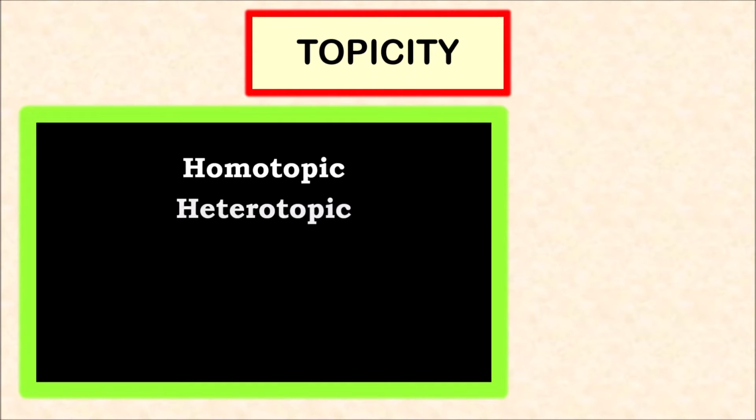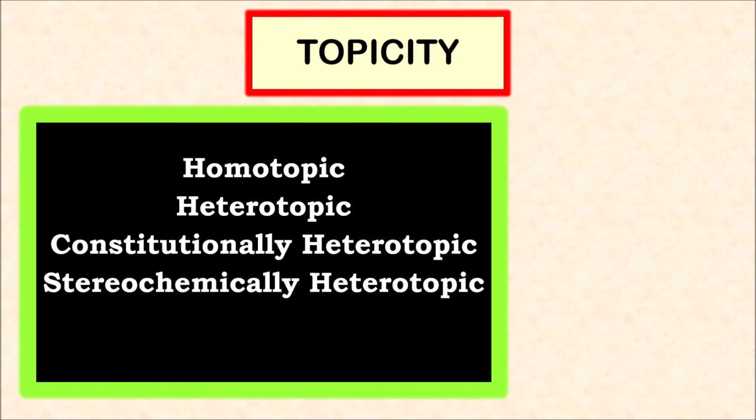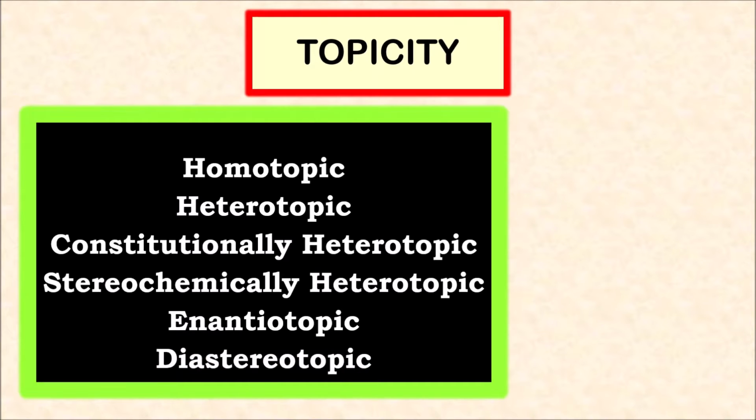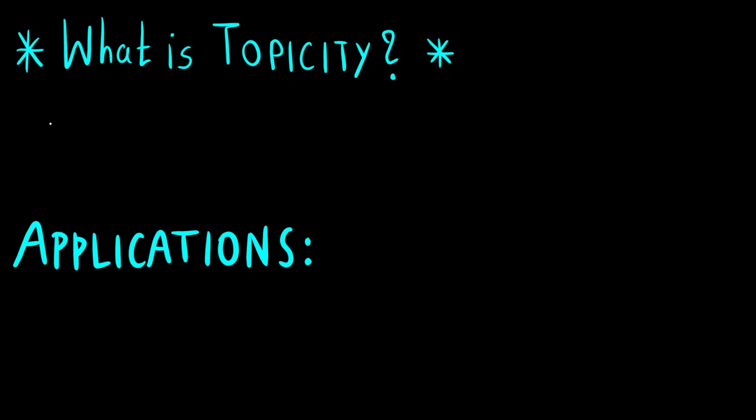So in our today's video, we are going to learn a very important topic of stereochemistry that is called topicity. In this video, we are going to understand terms like homotopic and heterotopic. In heterotopic there are different types: constitutionally heterotopic, stereochemically heterotopic, enantiotopic and diastereotopic. This is one of the examples that we are going to see. So let us first understand what exactly is topicity.